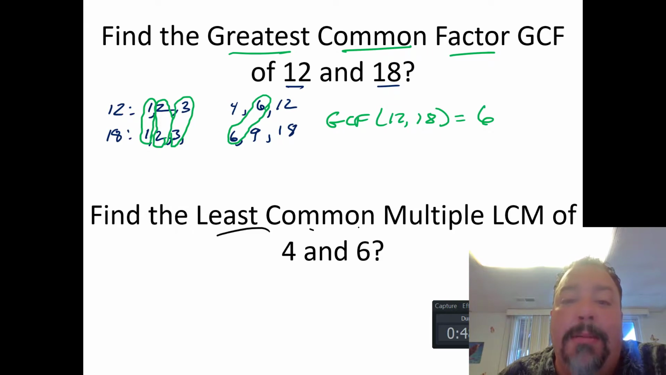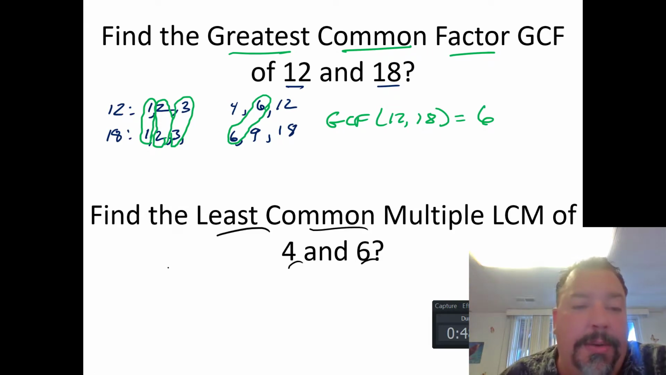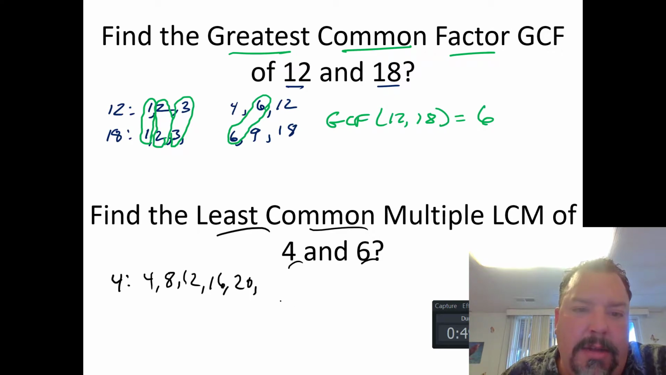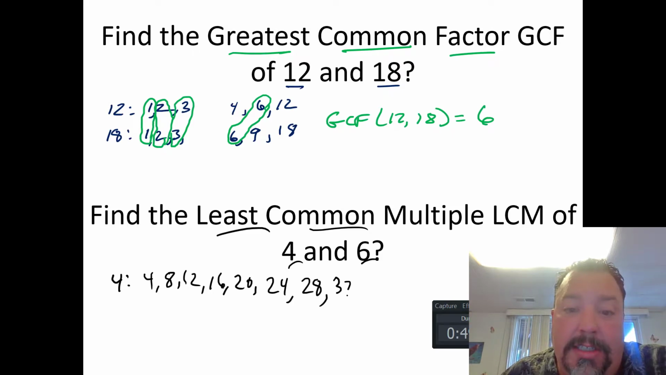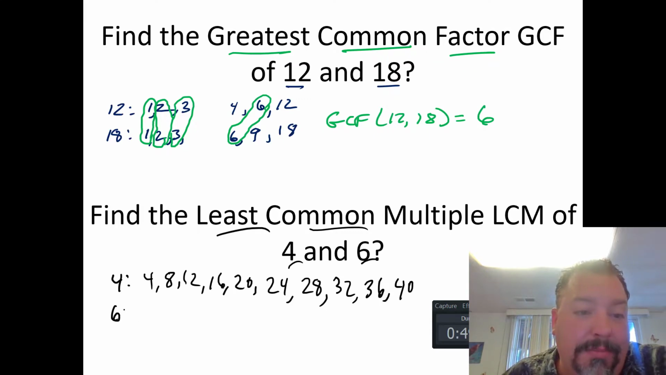Now finding the least common multiple, or LCM, of 4 and 6. So here, again, the old school way is to make a list. We're going to start by counting by 4s: 4, 8, 12, add 4, 16. 4 times 5 is 20. 4 times 6, 24. What's next? 28, 32, 36, 40. That's probably enough. If we need to, we'll go back and add more.